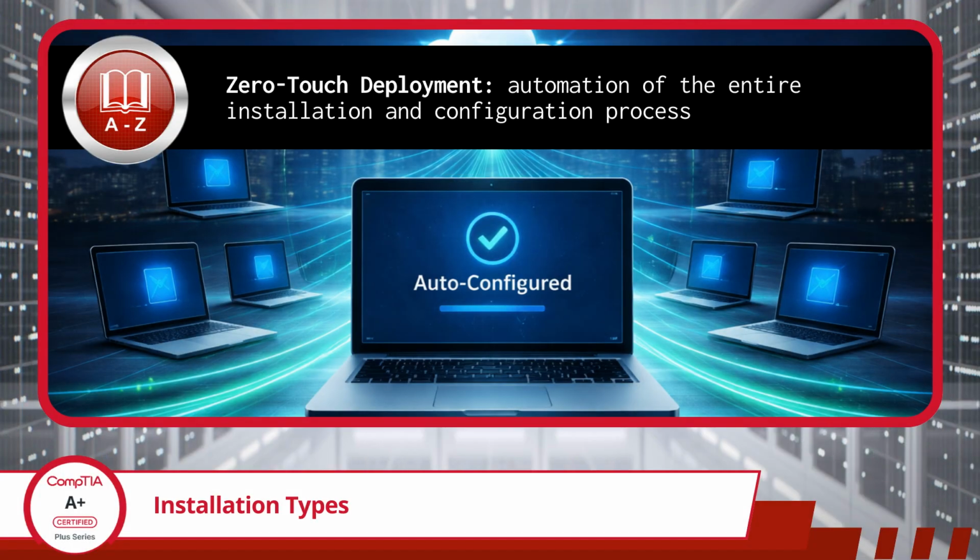Taking this concept even further, we have zero-touch deployment. Zero-touch deployment automates the entire installation and configuration process. A device can be powered on, connected to the network, and automatically receive its operating system, applications, settings, and policies, often without any manual input from a technician. This is commonly used in large organizations where devices are shipped directly to end users. The user simply connects the device to the network, and the system configures itself based on predefined settings. This reduces setup time, minimizes human error, and allows IT teams to deploy systems at scale much more efficiently.